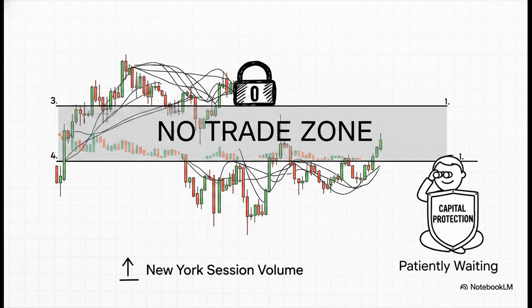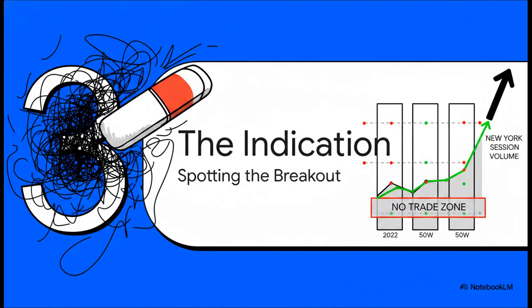Seriously, reframe that in your mind right now. Doing nothing isn't a weakness. It's a highly strategic, totally profitable decision. You're basically guarding your capital from that nasty consolidation chop, refusing to play a game where the market is just ping-ponging back and forth. You just wait. But look, that tension, it eventually breaks. Which brings us to identifying an indication.